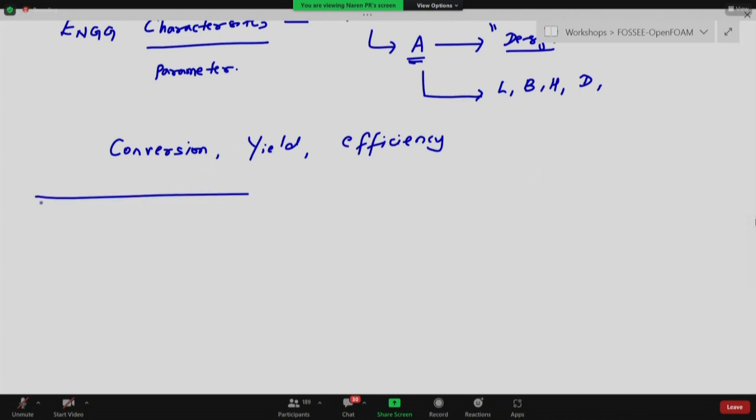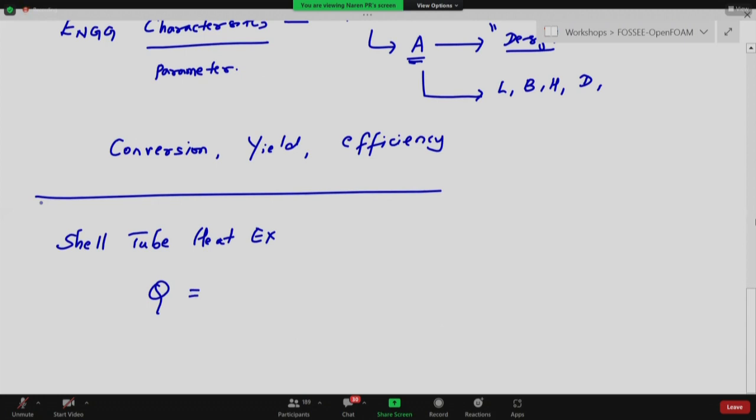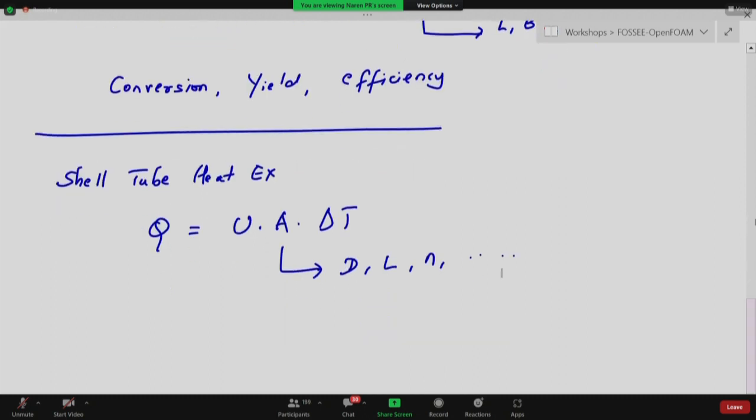So for example, I think many of you would know how to calculate a shell and tube heat exchanger, right? Where the heat transfer rate is given as overall heat transfer coefficient times area times the temperature gradient. And this is linked to the diameter, the length, and the number of tubes and so on, which is a configuration of the heat transfer equipment, in this case shell and tube. Are you arriving at this by doing CFD? If you ask this question, no. That's a simple no, right? We don't use CFD to arrive at this.